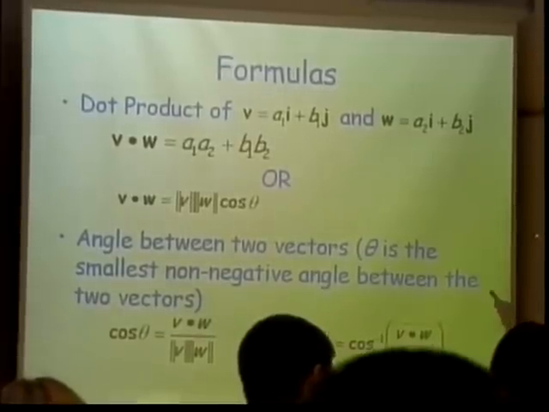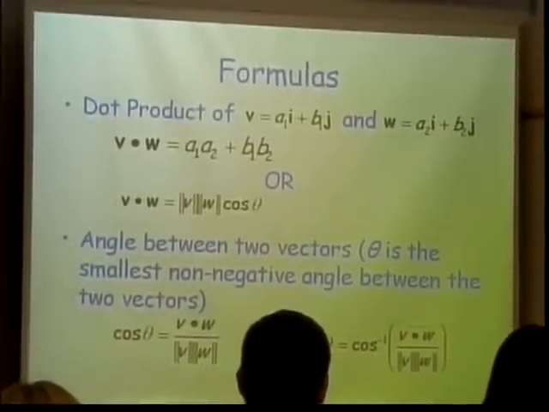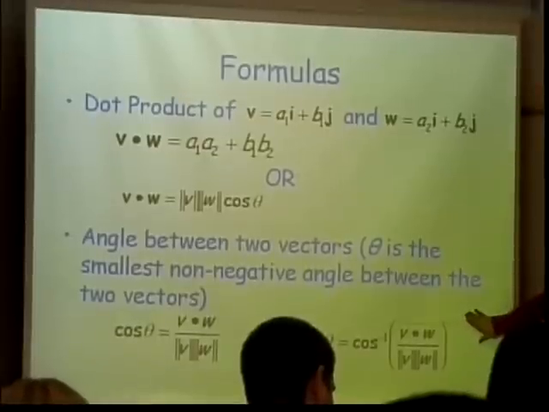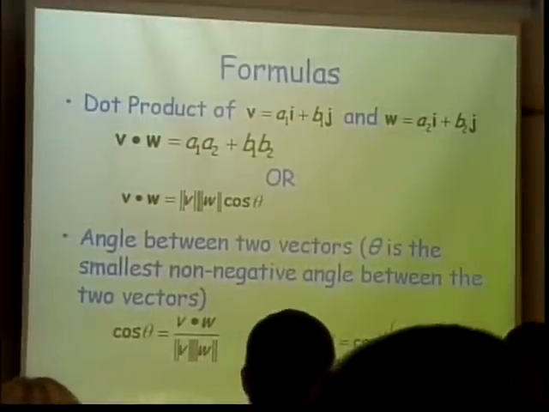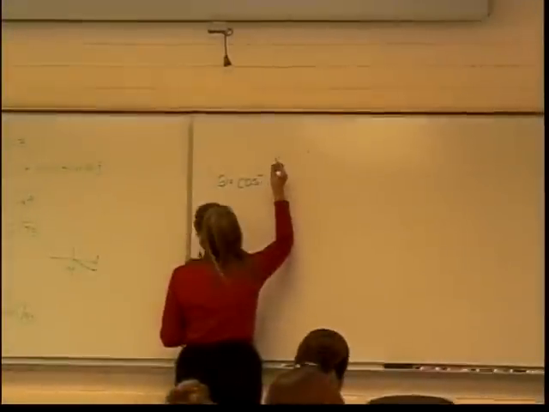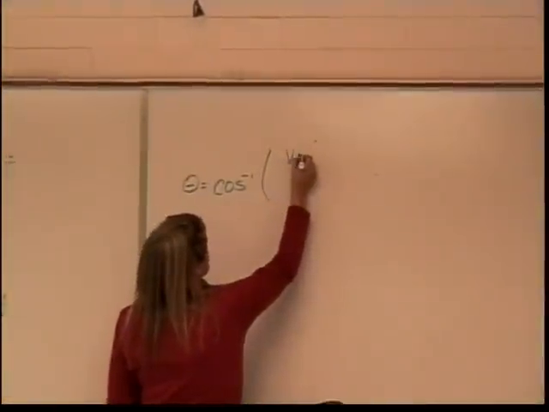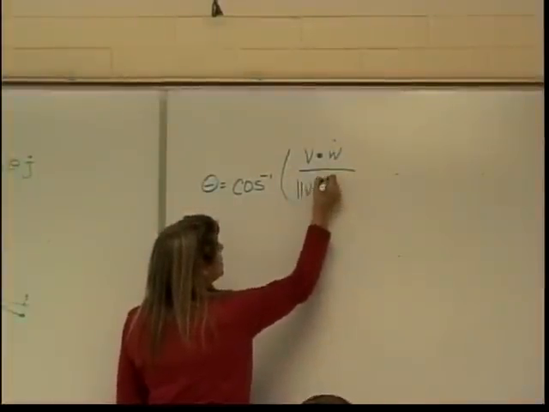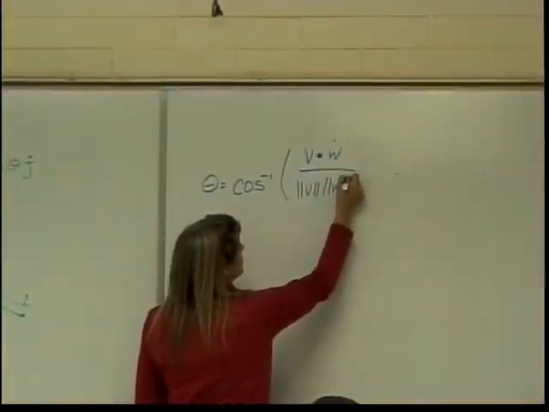So using that formula with a little rearranging and solving for theta, we can calculate the angle between two vectors. Theta comes out to be cosine inverse of v dot w divided by the magnitude of v times the magnitude of w.